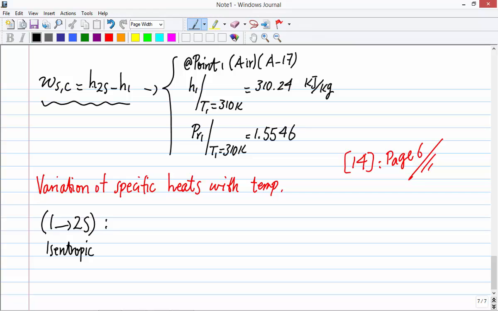But on the other side, the specific heat is not constant, so we cannot use Cp times delta T. So the table helps us. It says, well, you're looking for a link between point 1 and point 2s, right? Because all I know is just the temperature at point 1, and also the pressure ratio.